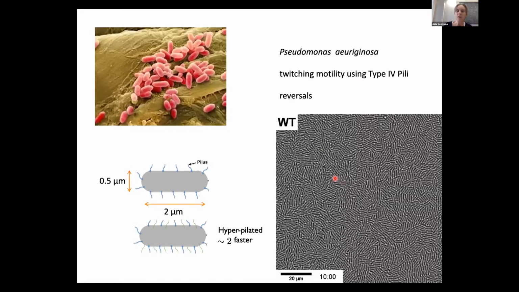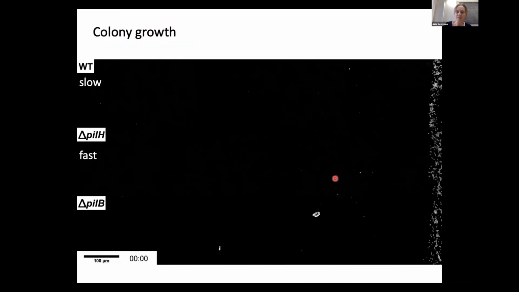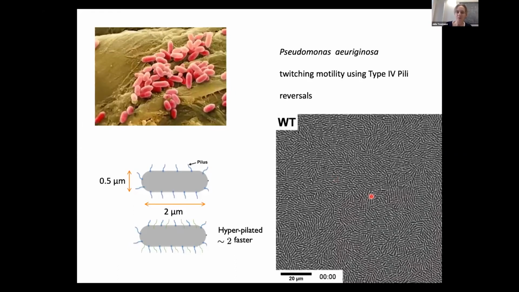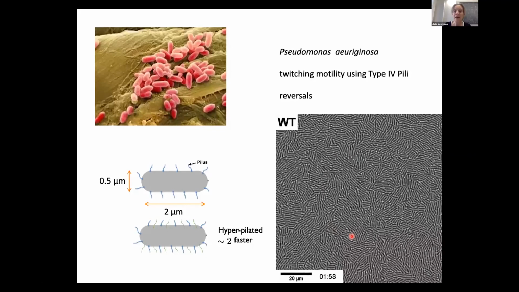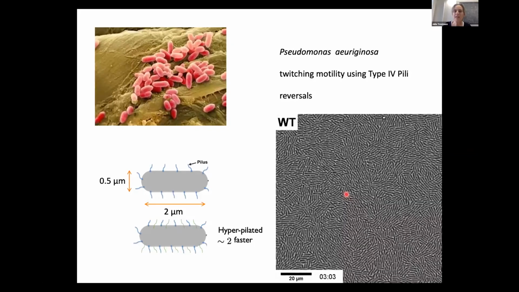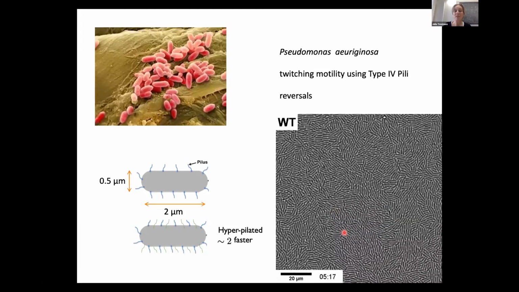And here you can see them moving. And in the movie, let's see if we can play it. Again, you can see it looks like active turbulence. And you can see local regions of nematic order, certainly not long-range nematic order, but certainly local nematic order.